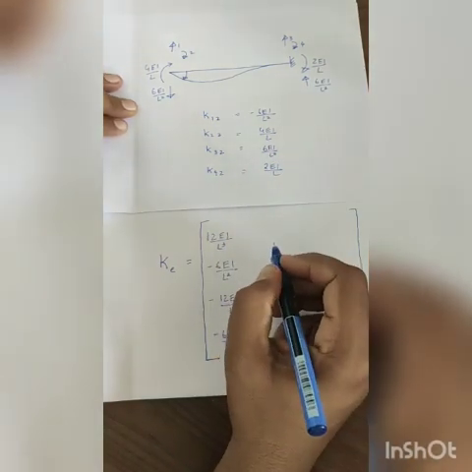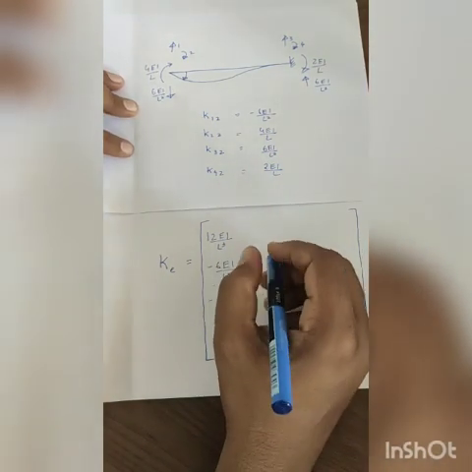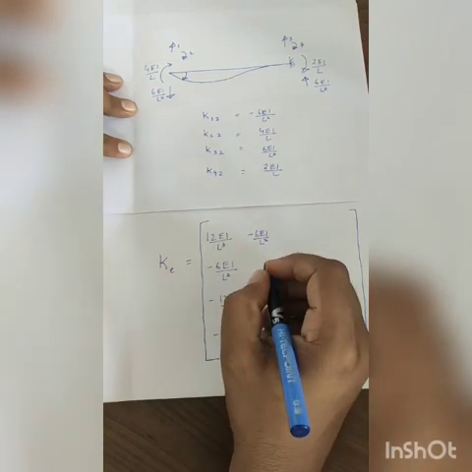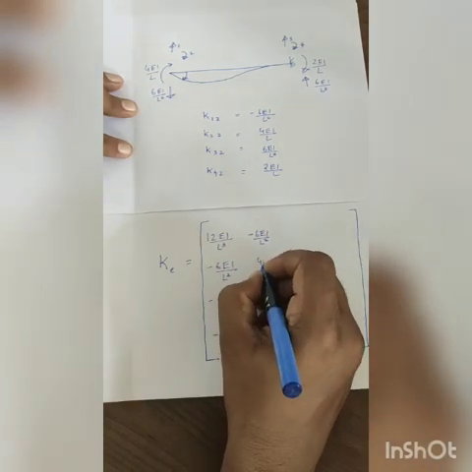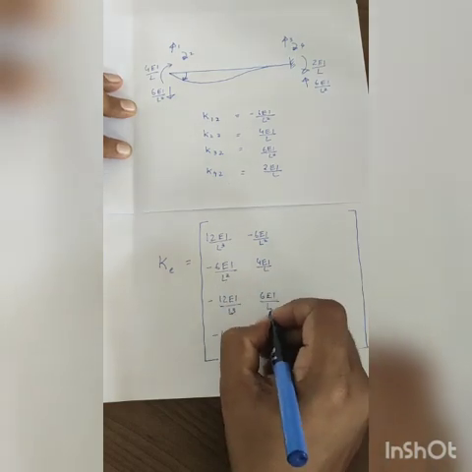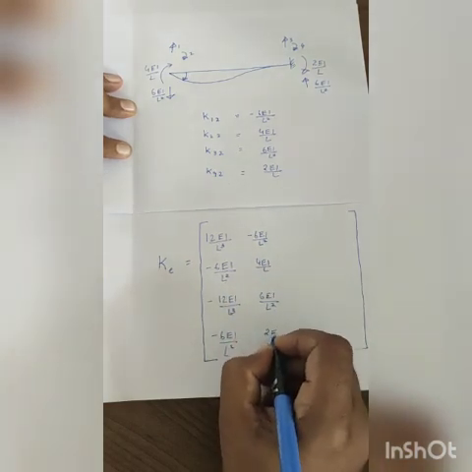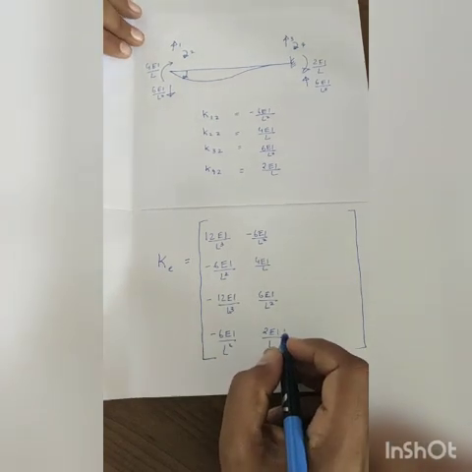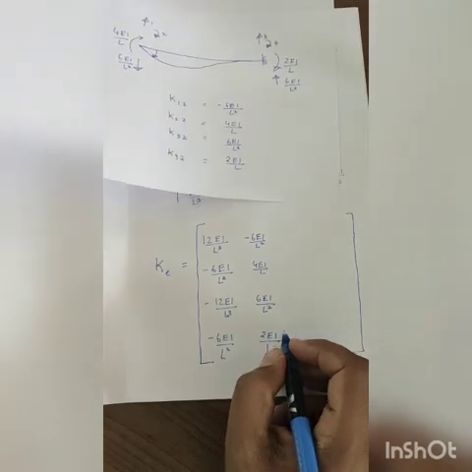Now you can write or fill the second column. So it is minus 6EI by L square. Then K22 is 4EI by L, and again 6EI by L square, and 2EI by L.